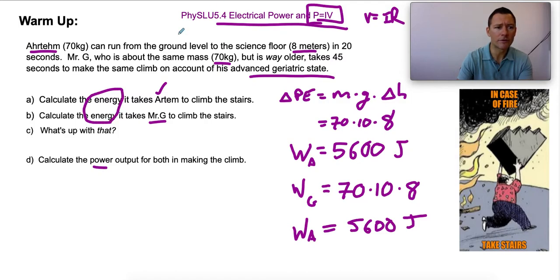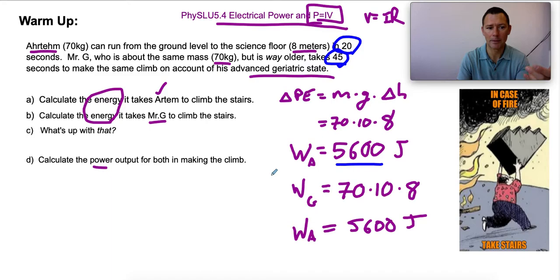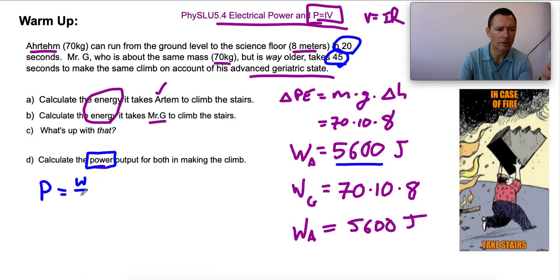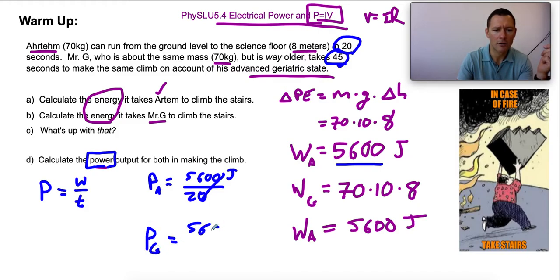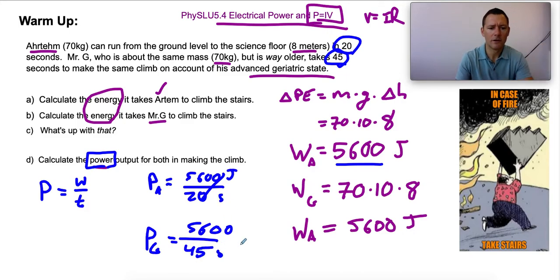But what's different about these two is the time it takes, right? It takes me 45 seconds, and it takes Artem 20, which means he's doing the same amount of work in less time. That makes him more powerful, right? And so the power is the work over the time. So Artem's power, PA, is 5,600 joules per 20 seconds, and you cancel those out and divide. And the power from Gorkevich is 5,600 over 45 seconds, joules per second. So this would give you an output in watts.